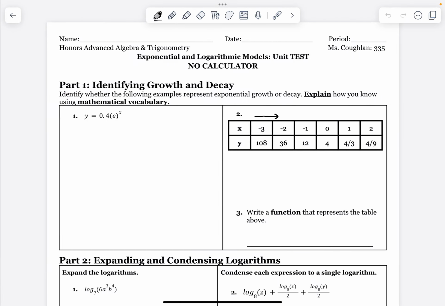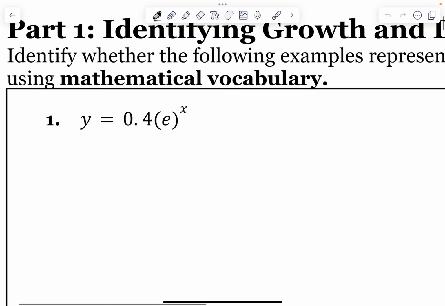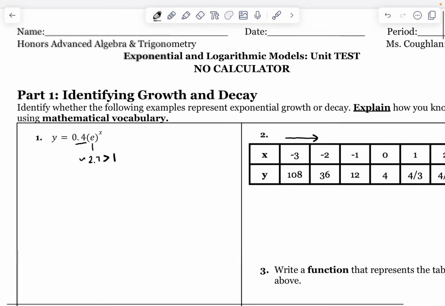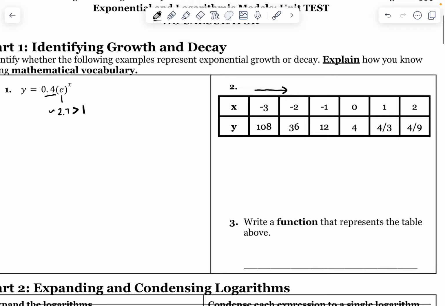Okay, so all of that to take us back into our test. The initial value here is 0.4, and the constant multiplier is e. And e is approximately 2.7, which is a number that is greater than 1, and therefore this would be exponential growth because the constant multiplier is greater than 1. And you need to use all of that proper vocabulary if you want to get a 4.